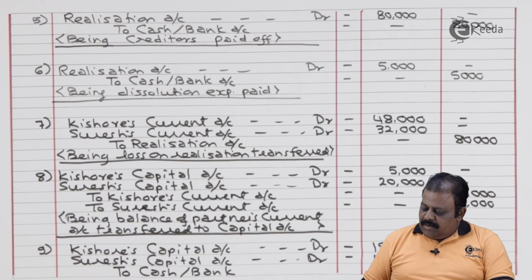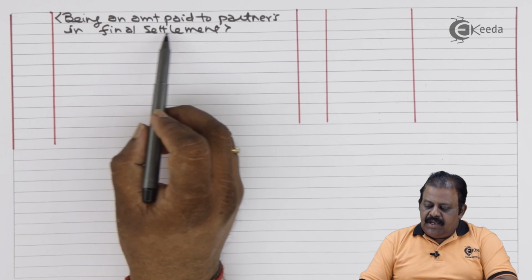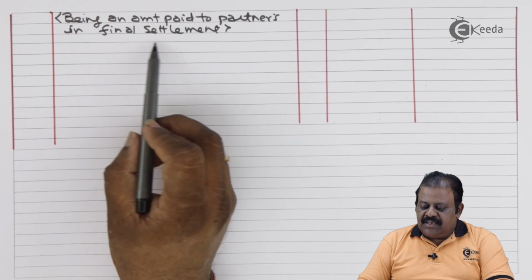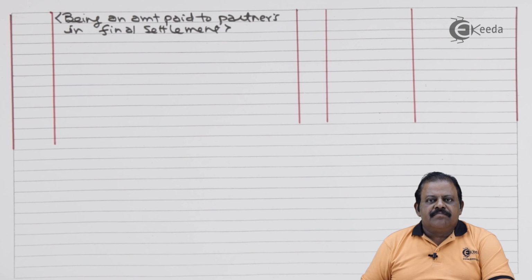Kishore's capital account debit 1,95,000. Suresh capital account debit 1,30,000 to cash bank 3,25,000, being an amount paid to partners in final settlement. Here we have completed all the entries. When journal entries are asked in board exam, we are also required to show grand total, otherwise they deduct 2 marks.